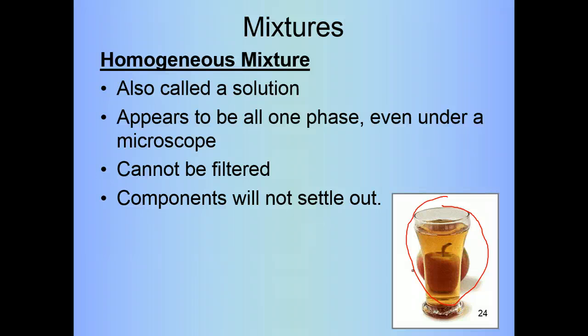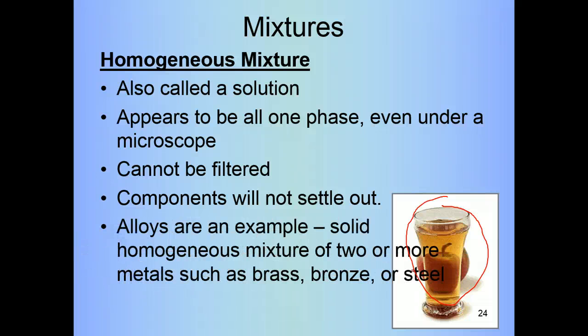Components will not settle out. So I could leave this apple juice sitting here all day long and we're not going to see bigger particles settling down to the bottom. And that's another characteristic of homogeneous. If it's truly homogeneous, the particles all are so similar in size that they're all going to stay mixed and suspended. And some other examples are an alloy.